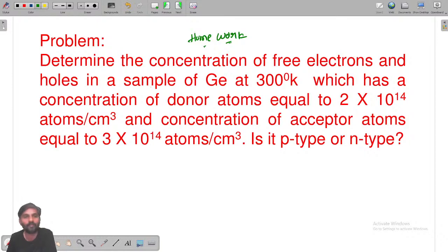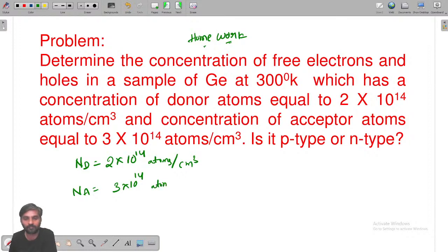You do it. Now determine the concentration of free electrons and holes in a sample of germanium at 300 degrees Kelvin, which has a concentration of donor atoms, ND, equal to 2 into 10 to the power of 14 atoms per centimeter cube, and the concentration of acceptors, NA, 3 into 10 to the power of 14 atoms per centimeter cube.